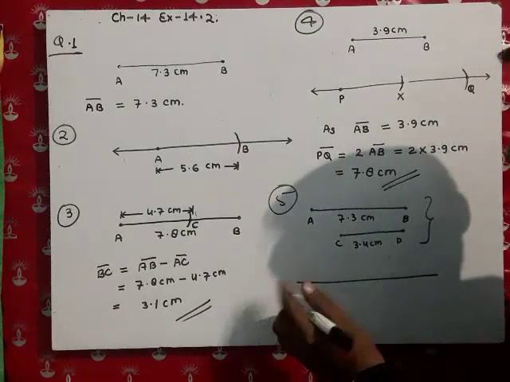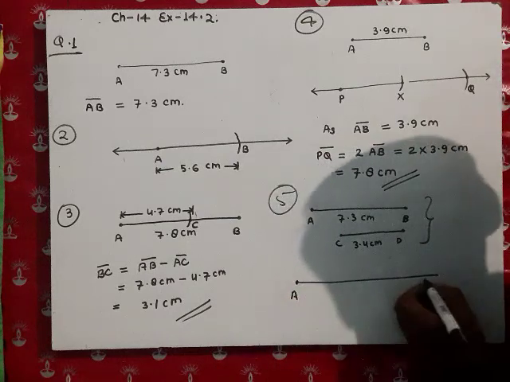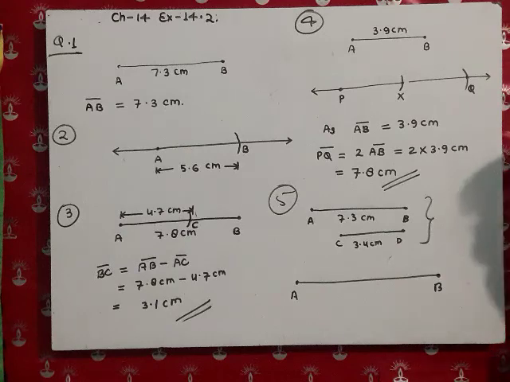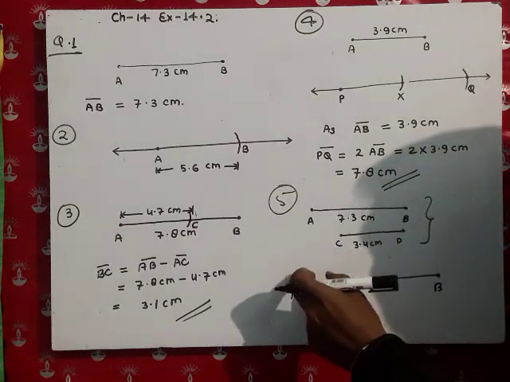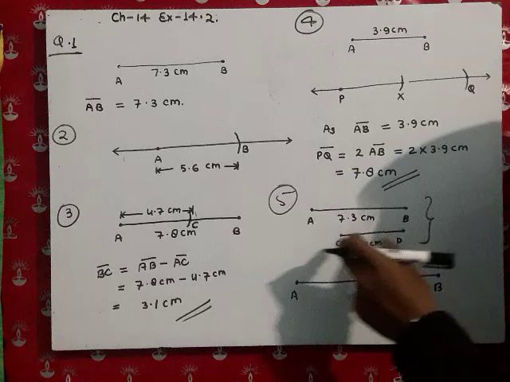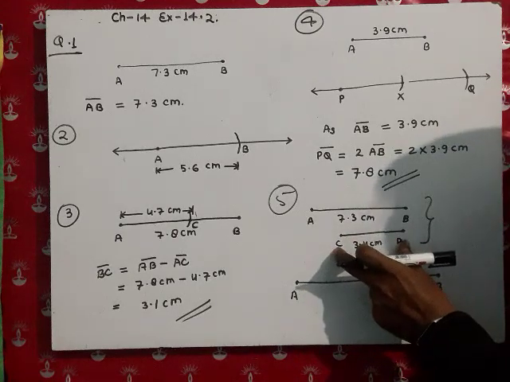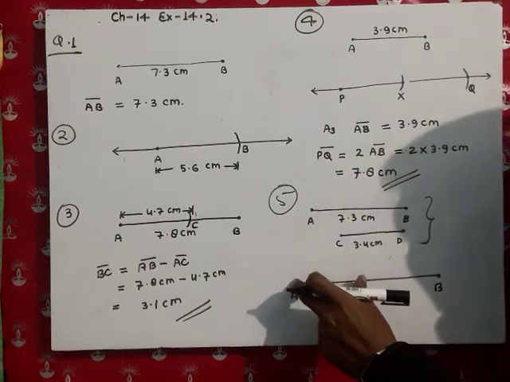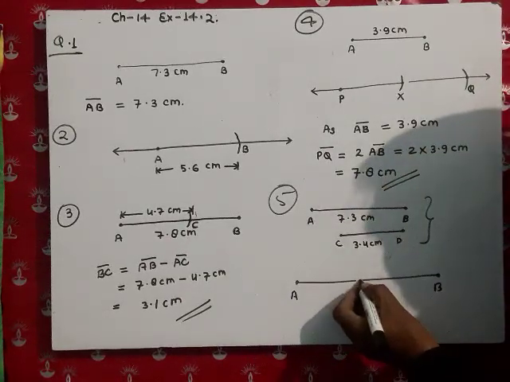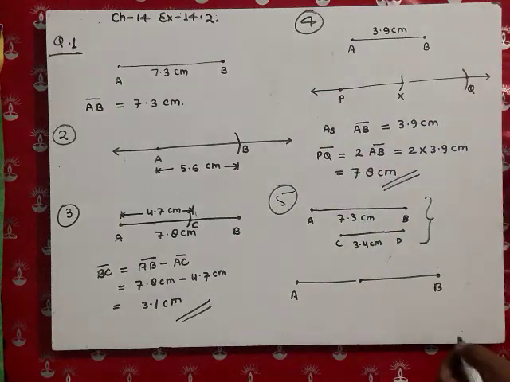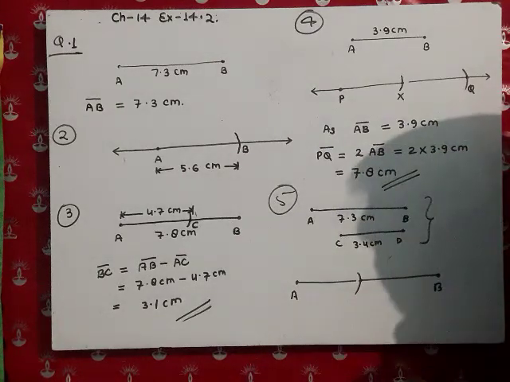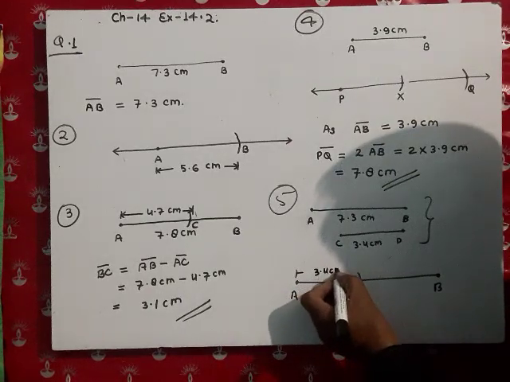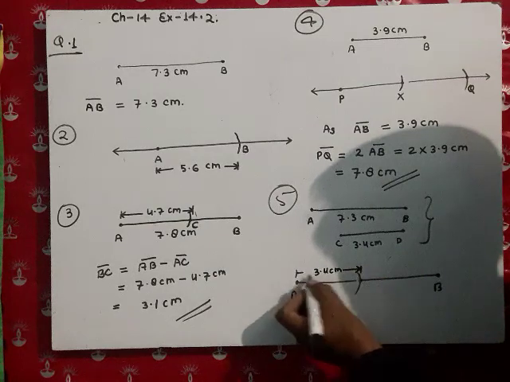First of all you have to draw the original AB line segment. Now you have to cut. CD is 3.4 centimeter, so first of all you have to use the divider and measure this distance of 3.4 centimeter. Now put your divider here and mark the position of 3.4 centimeter. Suppose this is the 3.4 centimeter, so cut it down. Now it is 3.4 centimeter. So we have subtracted it.